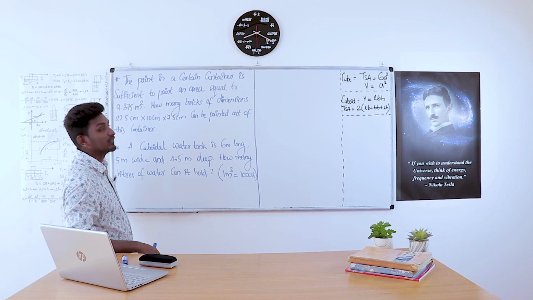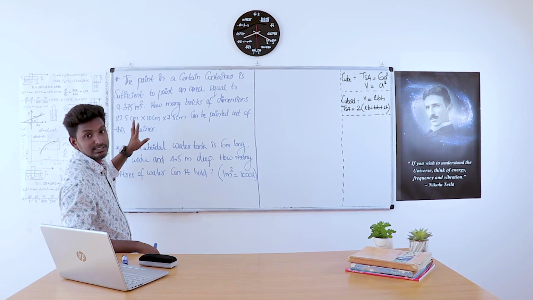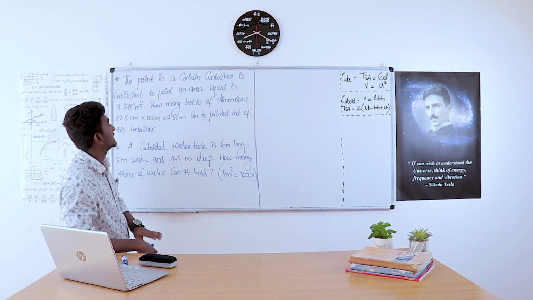Can be painted out of this container. So, the dimension of one brick is given. The total area that can be painted using this much paint is given. We need to find how many bricks of this type can be painted.